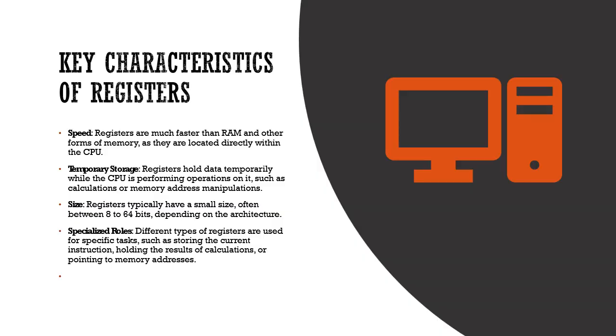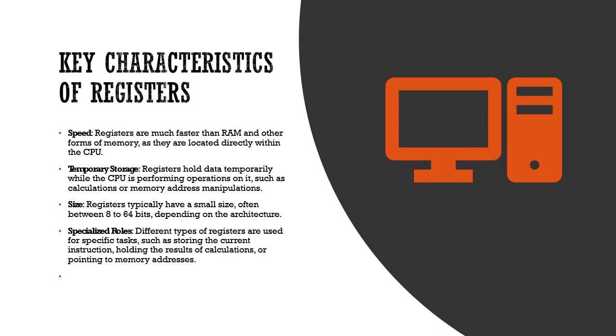Now, these are the characteristics of registers. One is speed. Registers are much faster than RAM and other forms of memory as they are located directly within the CPU. The advantage of a register is that it is within the CPU, unlike RAM that comes in as an external memory. RAM can be internal because it's placed inside the computer physically, but this particular register exists within the CPU, on the motherboard, the central board of the computer. So that makes it faster than the RAM.